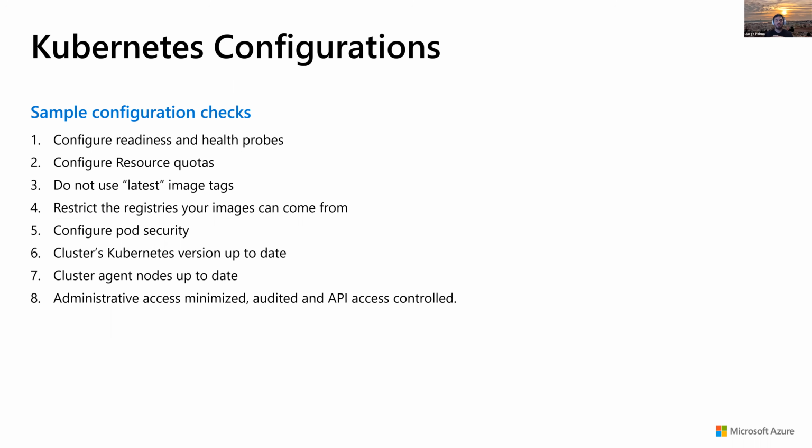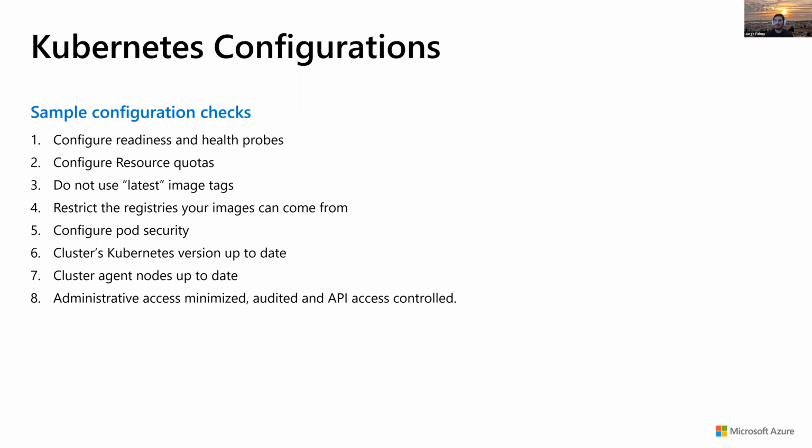Because effectively there's just way too many checks, and these configuration checks will depend a lot on your organizational needs, on your workload needs, and on any compliance standards that you need to apply to. So let's take a look at a few very common ones. The first one, just make sure that you have readiness and health probes configured. Make sure that you have resource quotas and limits configured on your workloads. Very basic things. Make sure you don't use latest on image tags.